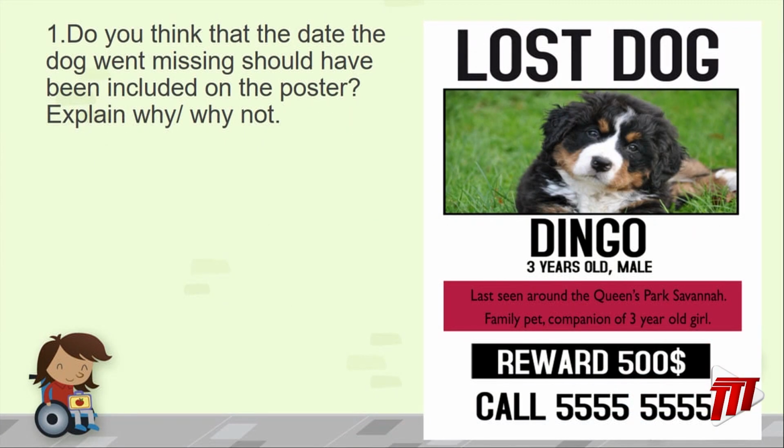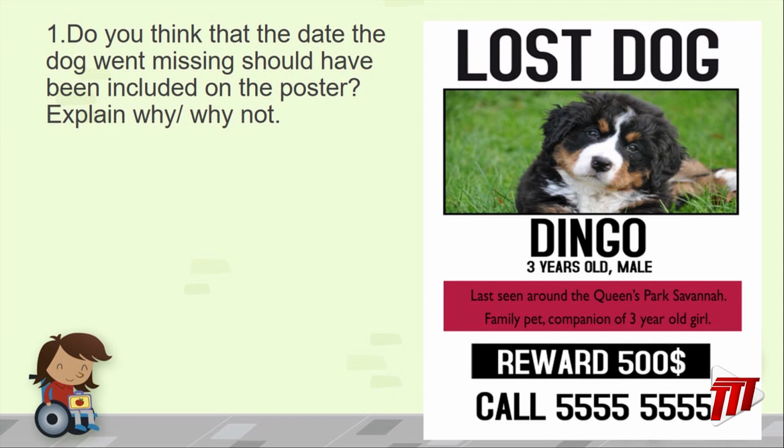Let's have a look at the questions together with the graphic. Do you think that the date the dog went missing should have been included on the poster? Explain why or why not. If I see this poster today, I would think that Dingo is missing today. If I come across the same poster 2 years from now, I would think that Dingo is missing then. Therefore, it might be important to include the date he went missing.